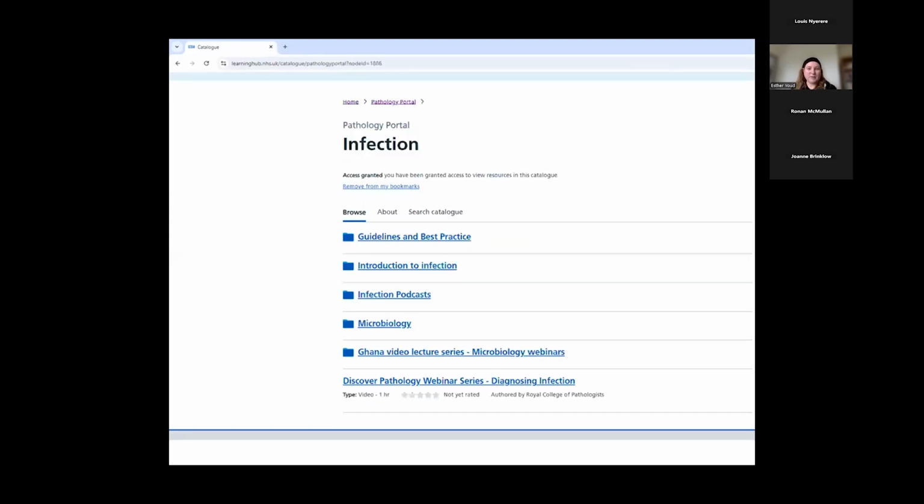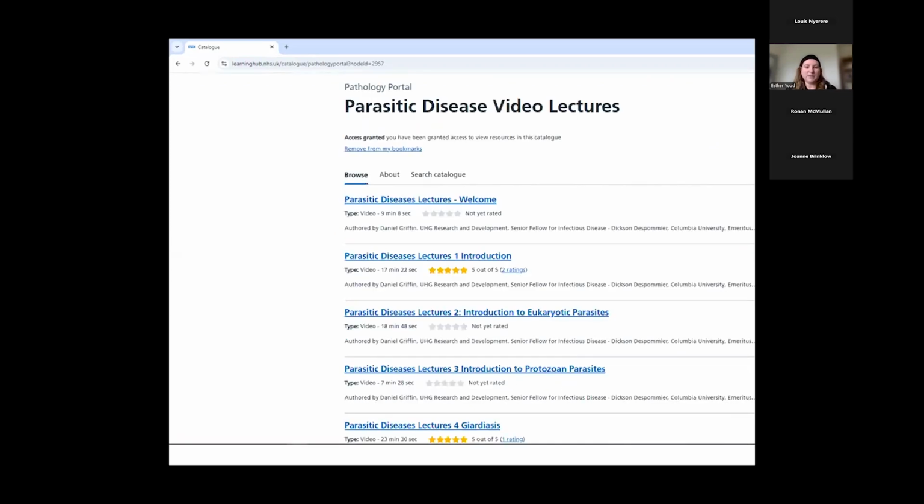So if you click through on infection, these are the kind of subcategories that you get, and you just click through on each of these folders and you'll find lots of different subfolders and subcategories and things. So just kind of click through and have a good look at what's there. For example, if you click through on podcast, you come across this list of parasitic disease lectures, and there's a whole host of these very excellent lectures that have been added into there.